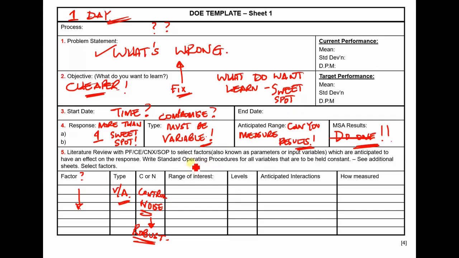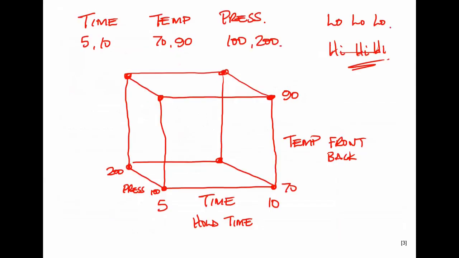Then this is super important, the range of interest. So what's the range of interest? In other words, when we're designing the design space, my range of interest were these two figures, the high and the low. So for time, it was 5 and 10. Now this is where your skill comes to bear. You have to decide the size of this box. You have to decide where this box sits in space. So I chose 5 and 10, but I could have chosen 7 and 12. I could have chosen 10 and 35 for time.